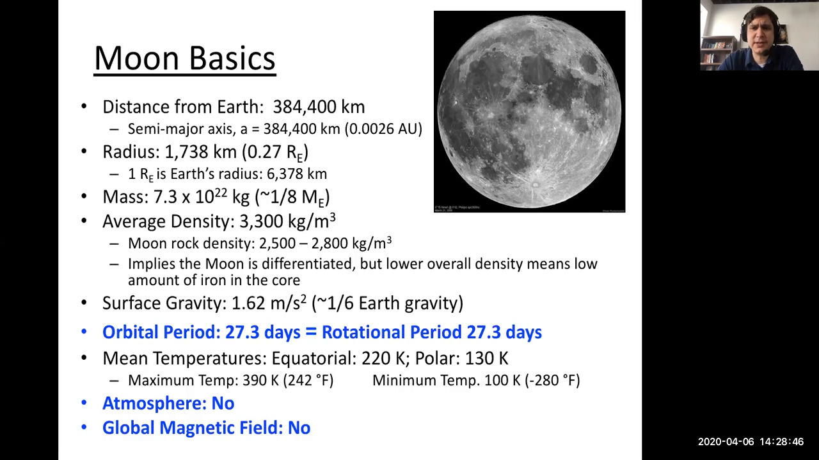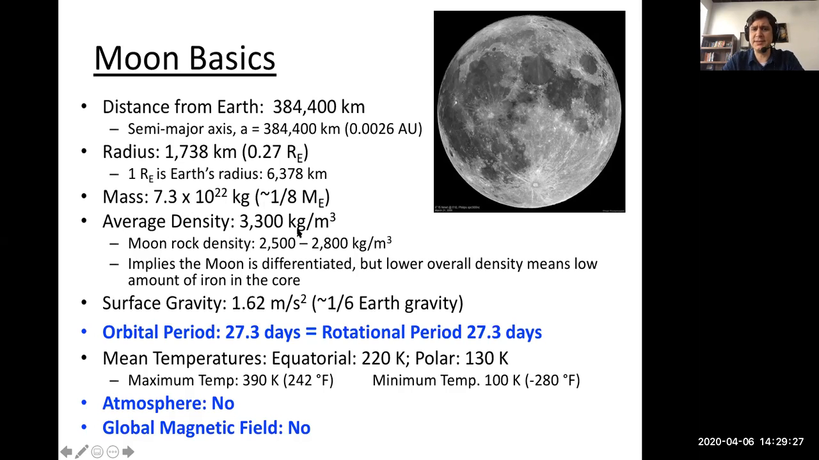How big is the moon? The moon is not very large compared to the Earth. It only has a radius of 1,738 kilometers. Remember, the Earth was 6,378. To put things into perspective, it's always helpful to consider things relative to something that we understand. The moon is 27% the radius of the Earth, or you could say it has a radius of 0.27 Earth radii. What is the mass? It's about 10 to the 22 kilograms, 7.3 times 10 to the 22 kilograms to be more precise, which ends up being about an eighth the mass of the Earth. So it has about 1/8 the total mass of the Earth.